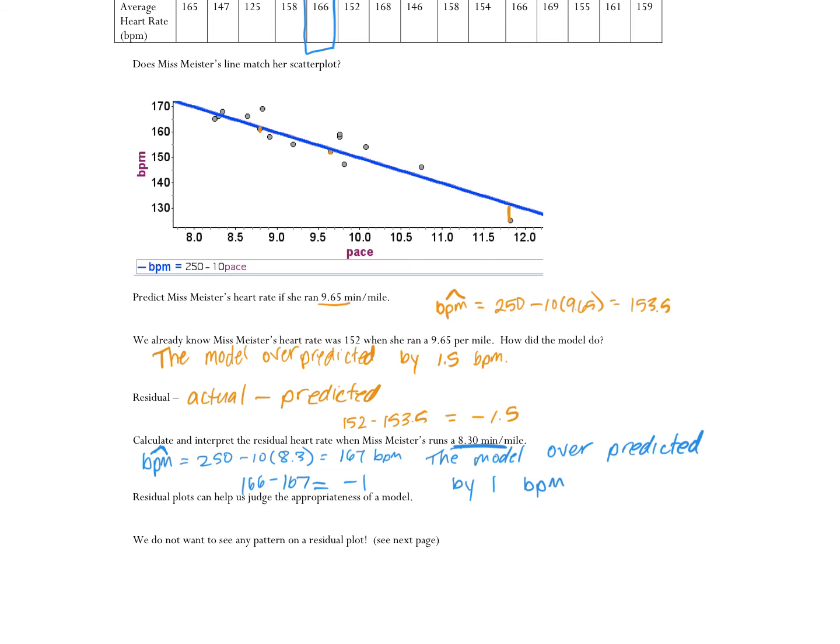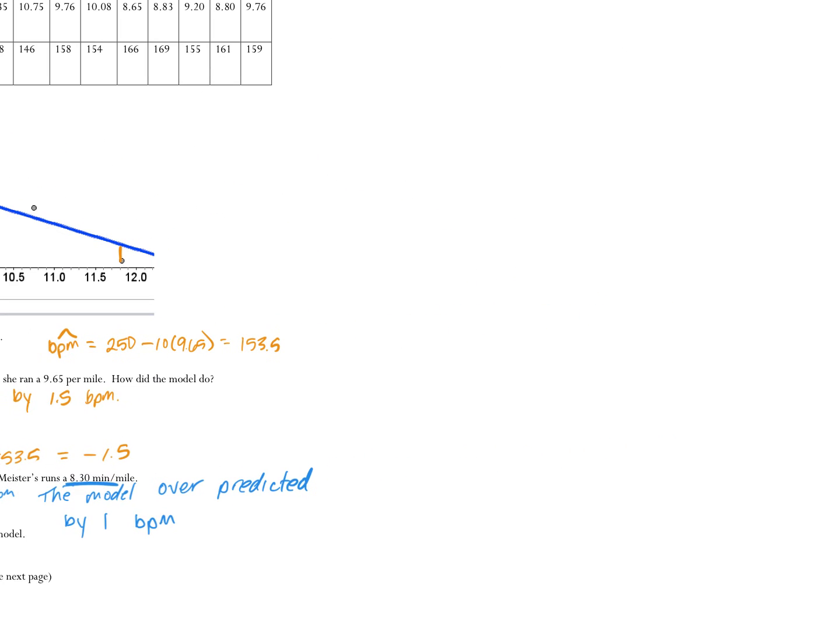Everybody good? All right, now, just as a little sidebar real quick, that's not what I want to do at all. I'm going to draw a little side scatter plot here for a second, okay?